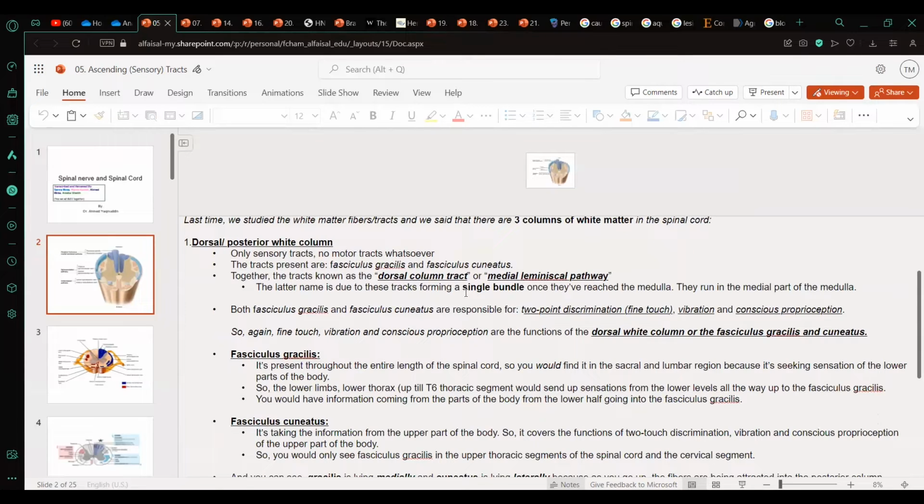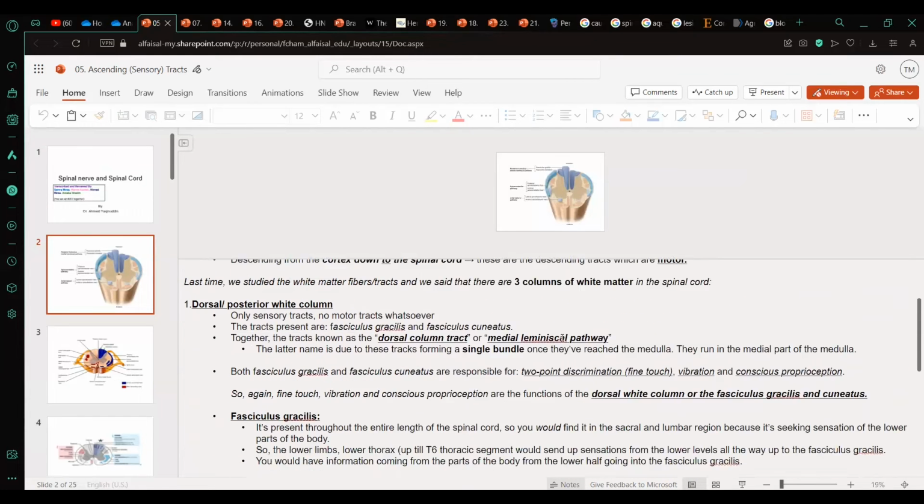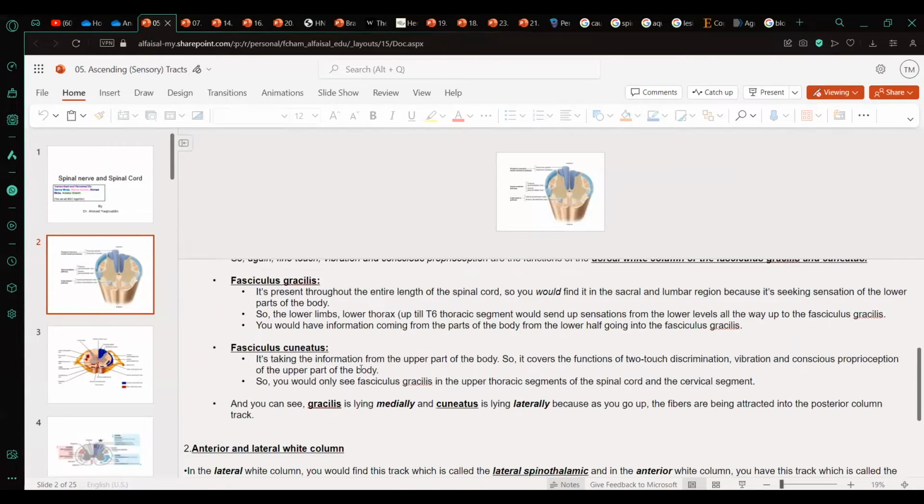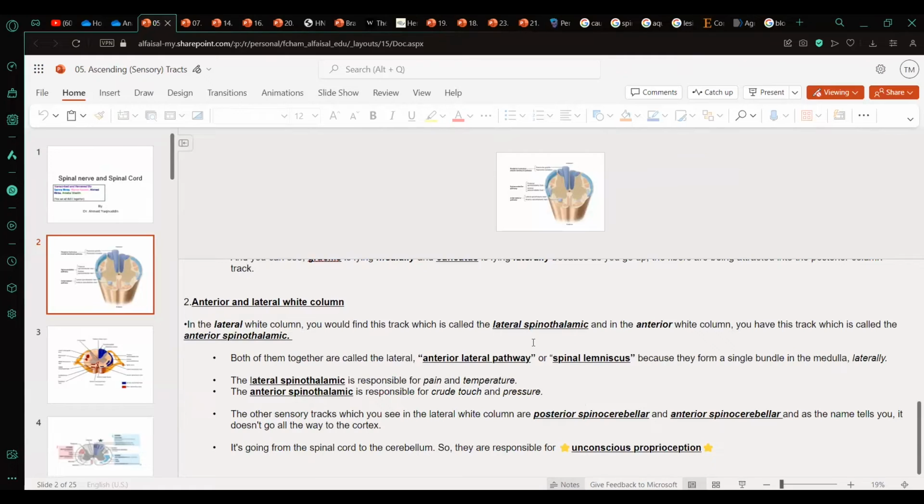But the key thing is that we are going to get loss of ipsilateral fine touch, vibration, and conscious proprioception, whereas we are going to get loss of contralateral pain, temperature, crude touch, and pressure. Okay.